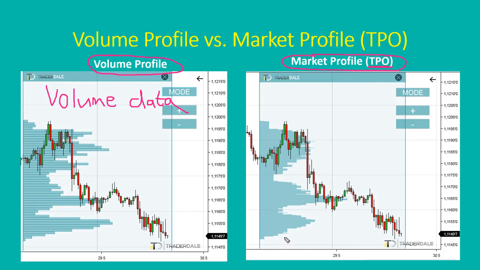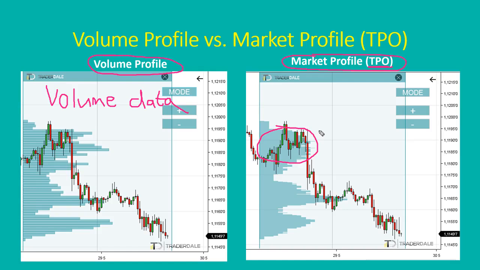then for calculation of this profile, you don't use volume data. The only thing used for calculation of this is the price and time. And the basic logic behind the TPO calculation is that the longer the price stays at some price level, then the TPO calculation expects that a lot of volumes were traded there. So, for example, in this place, the price stayed at those price levels for quite some time. So the TPO calculation shows that there were a lot of volumes in here.